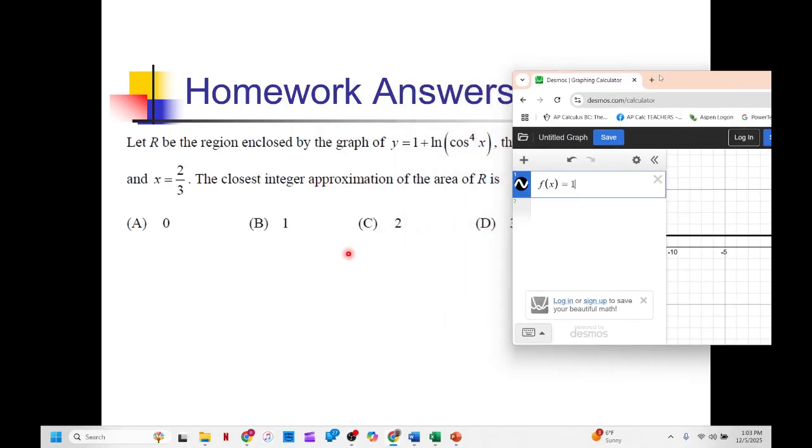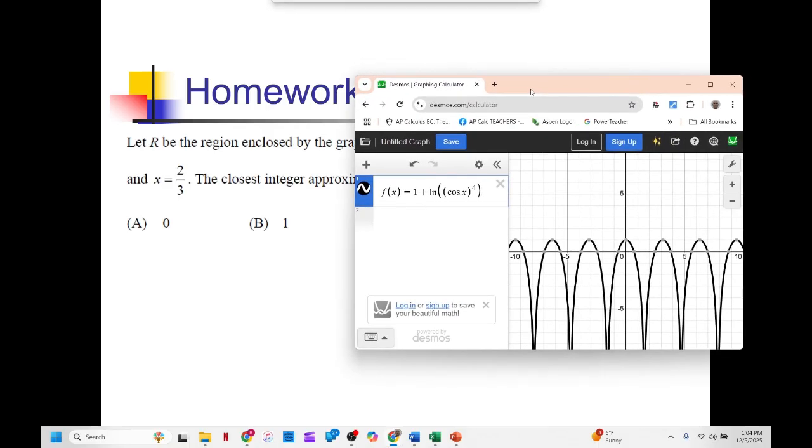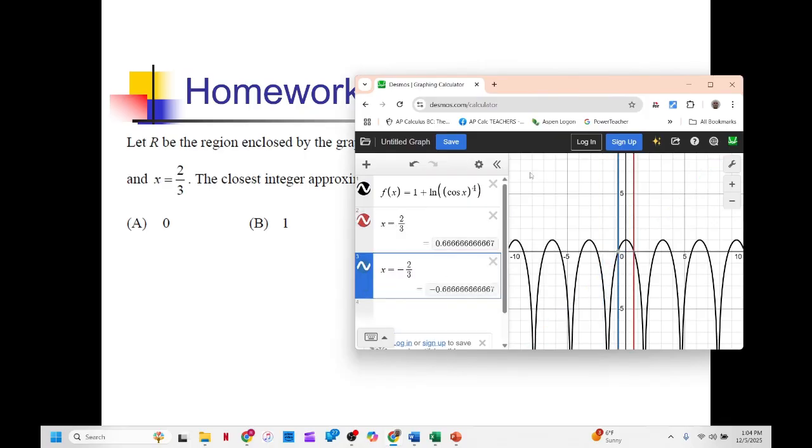So we have 1 plus ln, and in here, unfortunately Desmos does not support putting this exponent 4 next to cosine. It works with 2 and negative 1, but not anything higher than 2. So I'm going to actually put a parentheses with just cosine of x in it, and I'm going to raise that to the 4th power, and that's how I'm going to do cosine to the 4th of x. All right, so here is what that graph looks like. And we also have the lines x equals 2/3 and x equals negative 2/3.